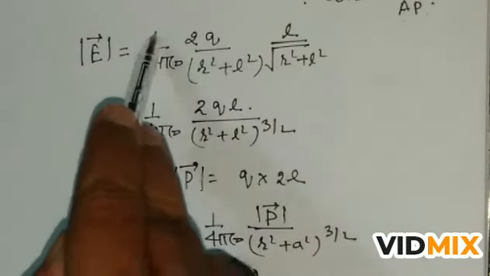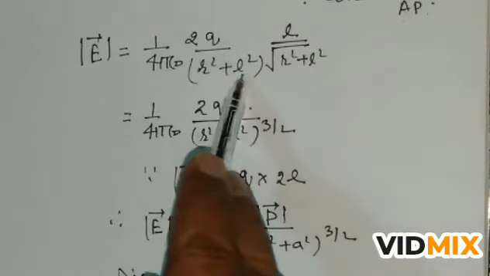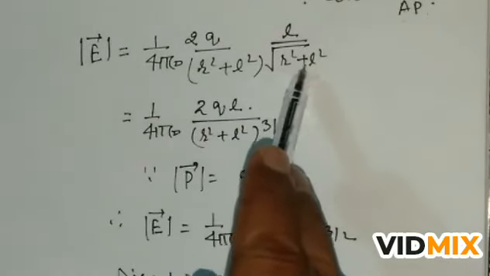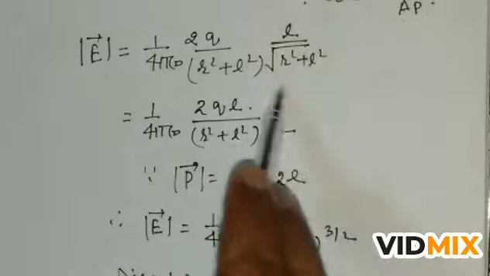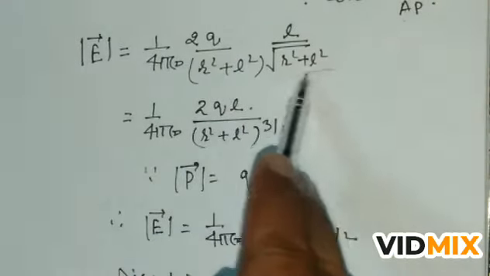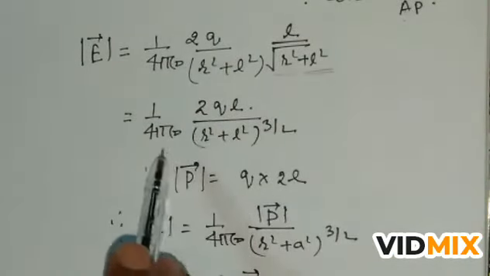So the E is 1 upon 4 pi epsilon naught, 2q upon R square plus L square, and L upon R square plus L square under root. This is the value of cos theta. So in place of cos theta, I have taken this value, and this is the electric field intensity.